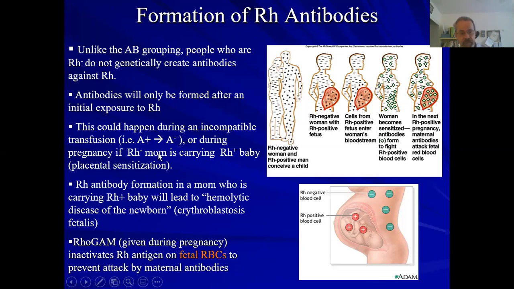Or during pregnancy, if the mother is Rh negative and the baby she's carrying is Rh positive, then the mother will develop antibodies to it. Now, this is a very interesting clinical situation because if you have an Rh negative mother carrying an Rh positive baby, this can actually lead to a condition called hemolytic disease of the newborn, otherwise known as erythroblastosis fetalis.